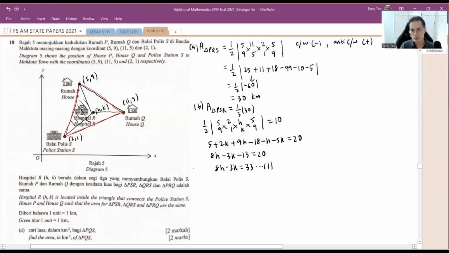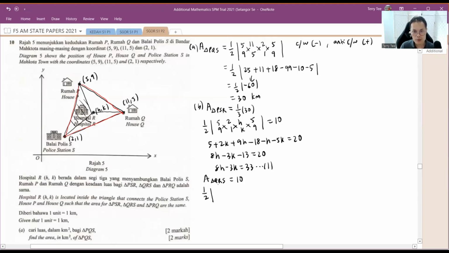Okay, so next, I'm going to find the area of the triangle. You can use RSQ or even PRQ, up to you. Yeah, whichever that you like. So I think I use QRS. QRS again is going to be 10. You can just take 1/3 of 30, which is 10, right? So let's take half.